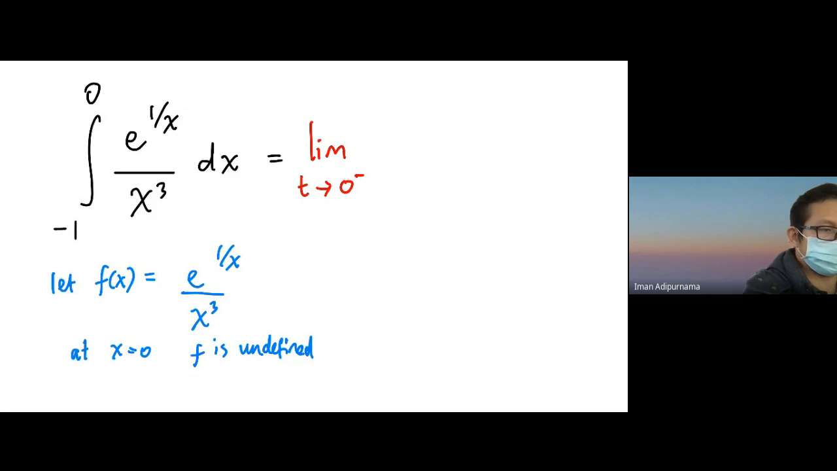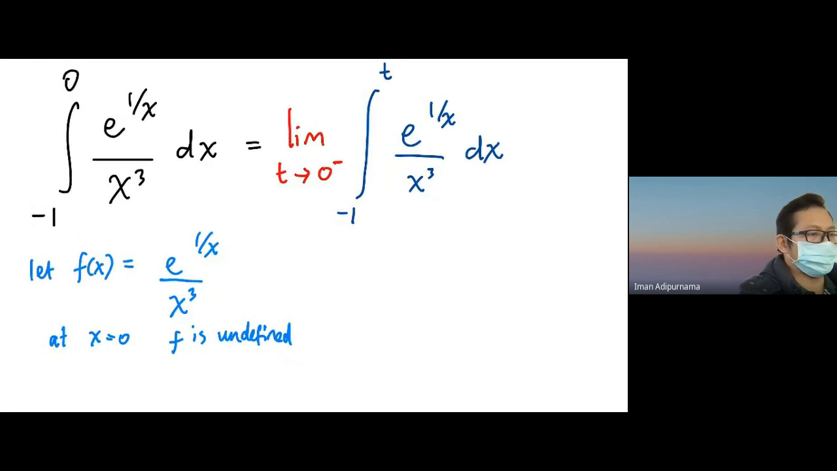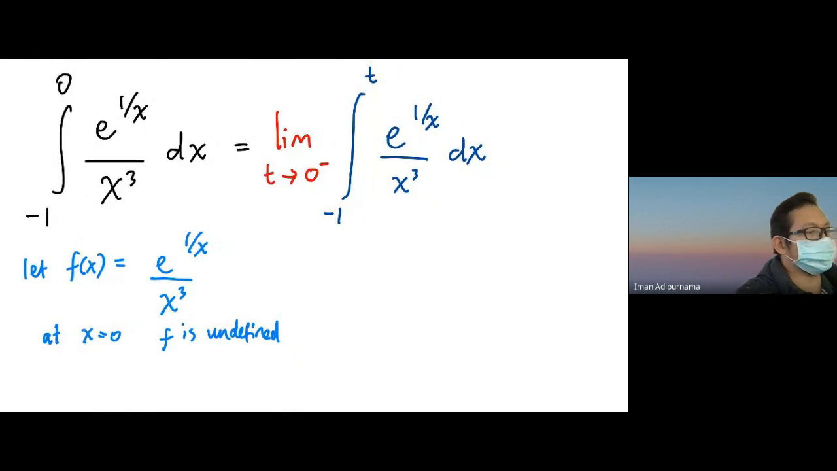We can have the integration from -1 of e to the 1 over x, or let me just write the whole thing first. The improper integral, we are just looking at using the limit, right? But for the rest of the question, we need some techniques of integration that we have learned also.